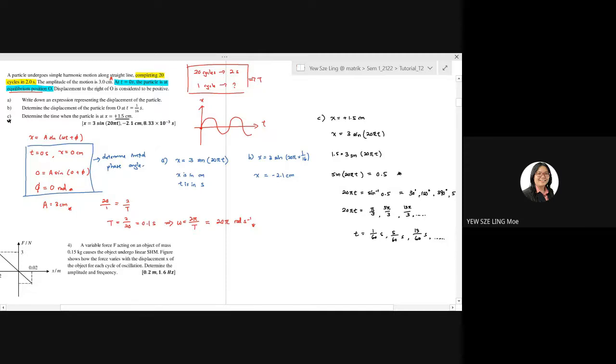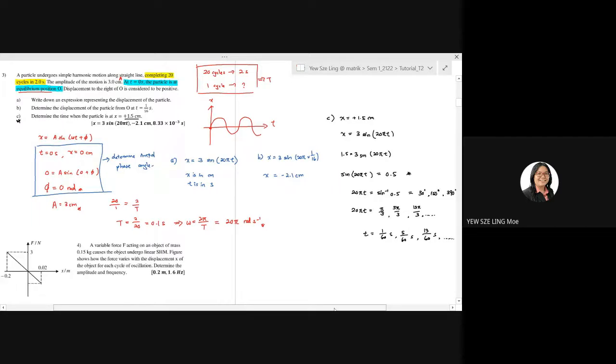So you calculate the possible angle first. You determine the possible angle first. So the possible angle is pi/3, 5 pi/3, 13 pi/3. So from here, you can then determine the time taken. Remember, it needs to be in radian if you want to rearrange and simplify the equations. All right, so this is question number 3 for you.